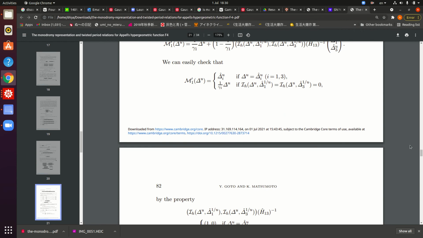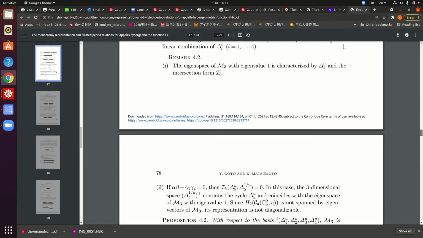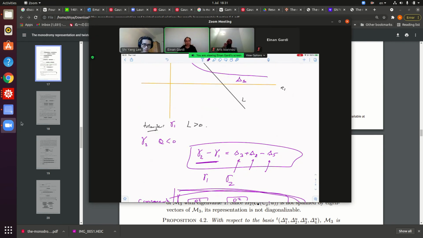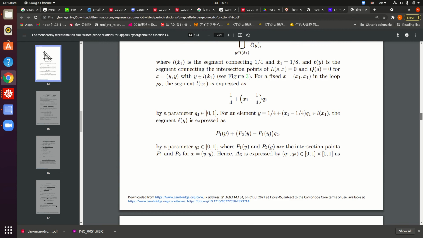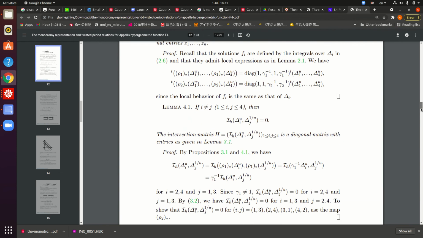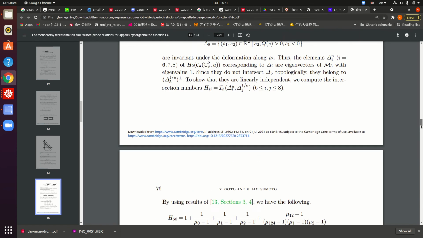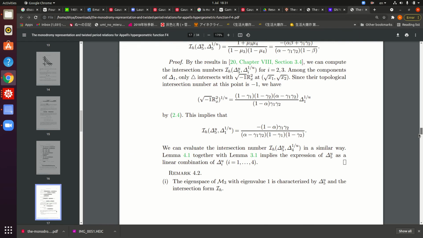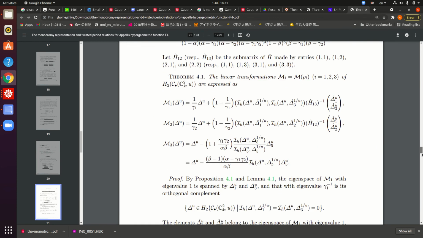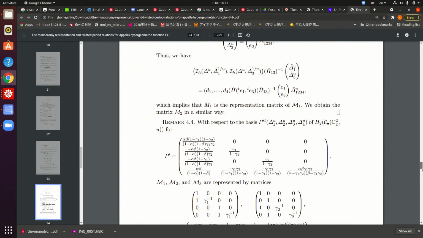I think it's worthwhile reading it because, as I said, they've done very complex things. So look at lemma 4.4. There are new definitions of these Fs, and then they define a certain period matrix using these definitions.